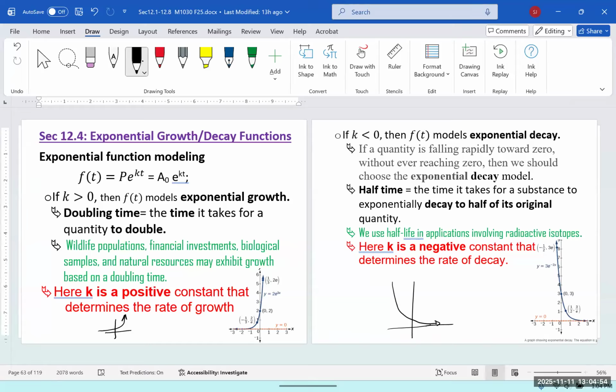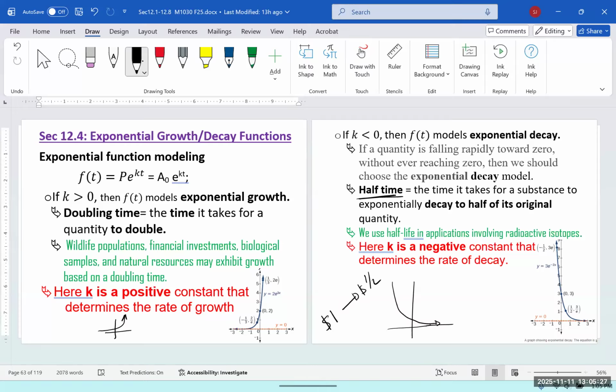And one example is half-life. It's like how long it takes for something to get to half. If you have $1 today, how long will it take for that $1 to turn into half, like 50 cents? How long does it take to get 1 to half?